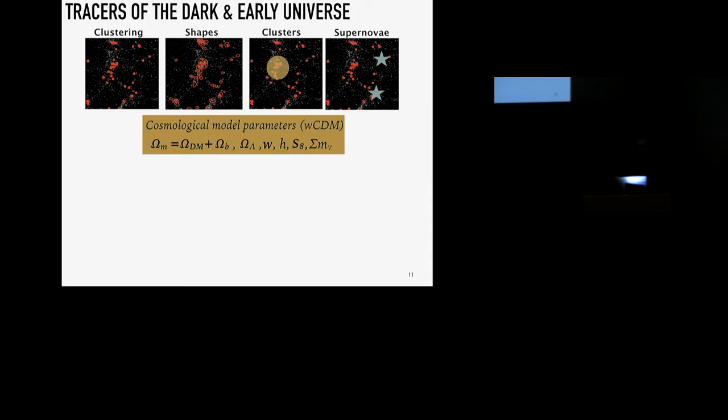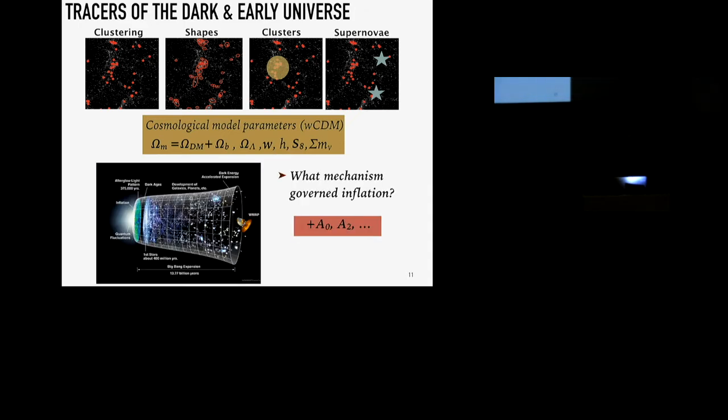And then if we want to probe inflation, we extend this model with some other parameters, and in this talk they will appear as A0 and A2. So the fact that we can constrain these tells us something about the early stages of the universe.